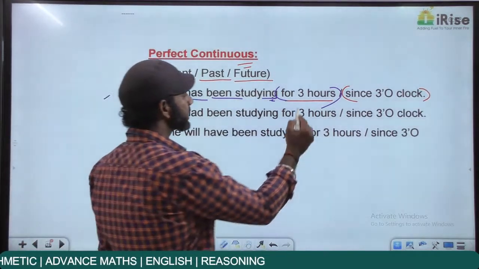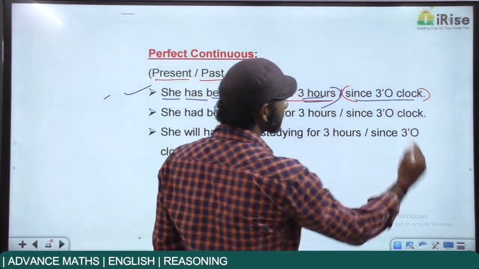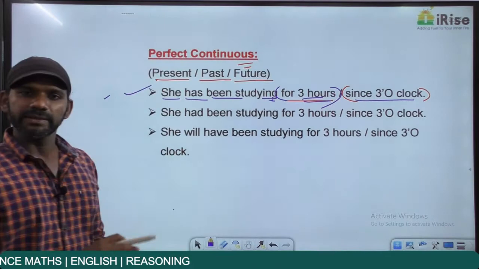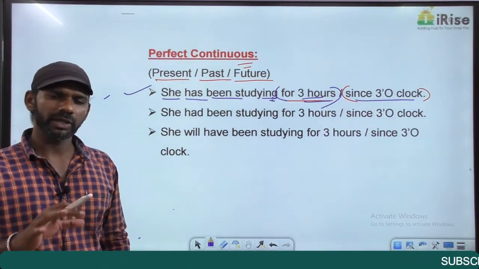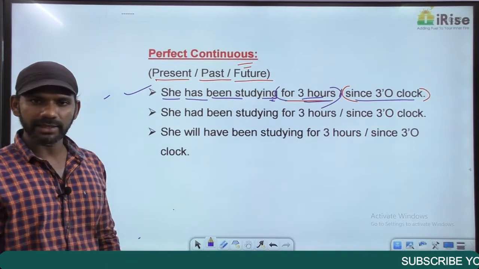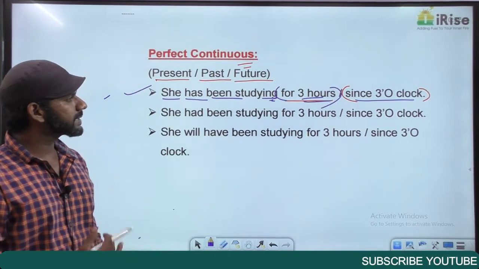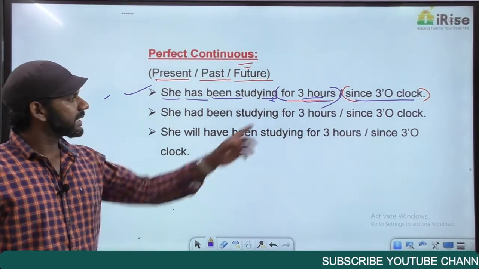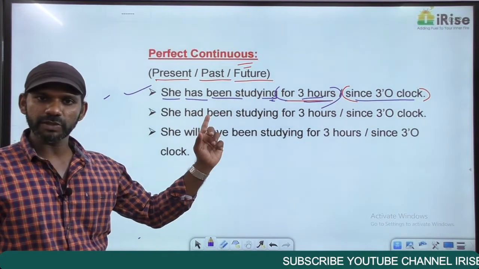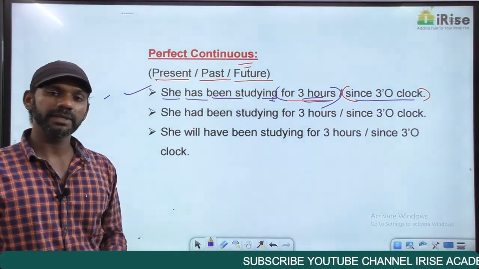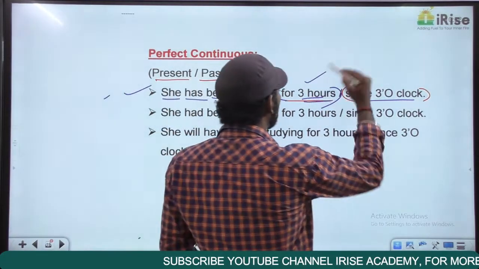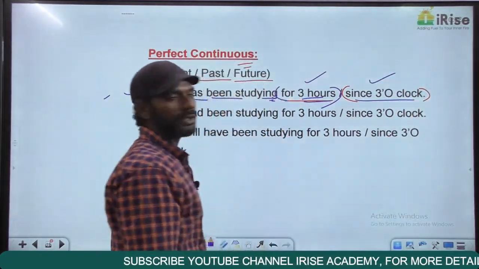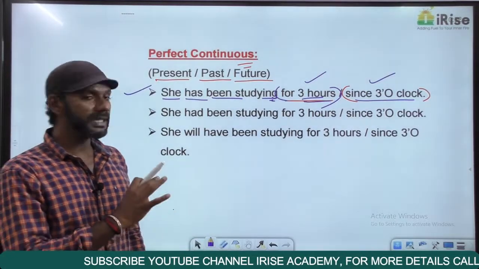Now I replace for 3 years with since 3 o'clock. 3 o'clock is point of time. 3 o'clock is not duration. 3 o'clock is point of time. So since 3 o'clock is correct. She has been studying since 3 o'clock. Can since appear in present perfect continuous? Yes. Since appears in present perfect and present perfect continuous. So in this case, for 3 hours is correct. Since 3 o'clock is also correct. I'll come back to the statement.